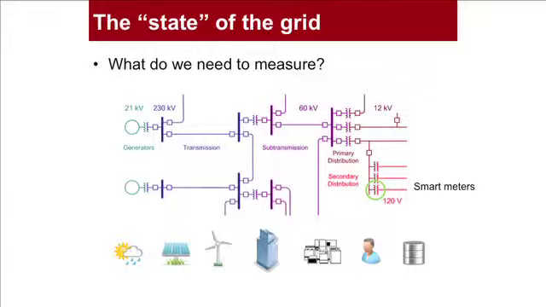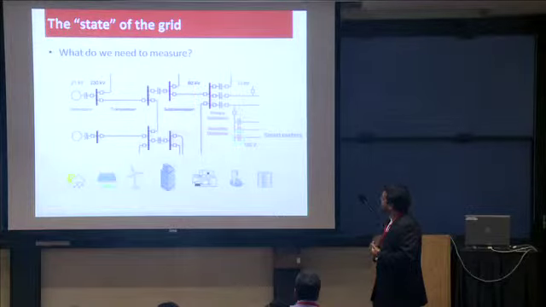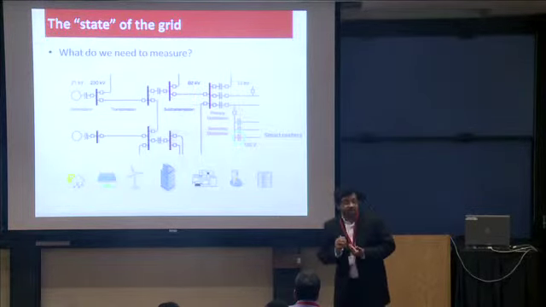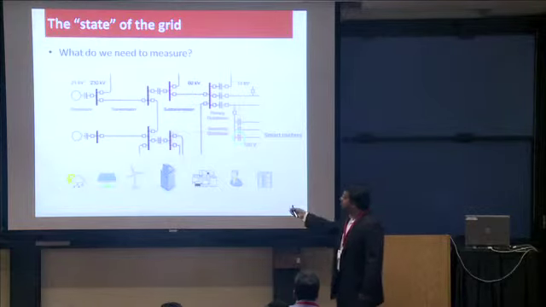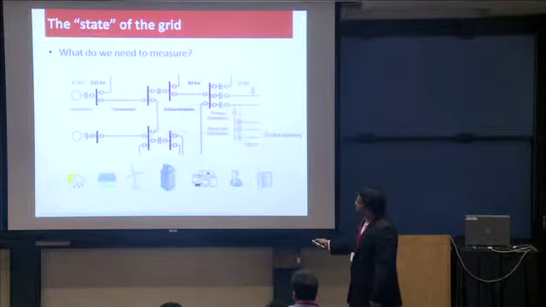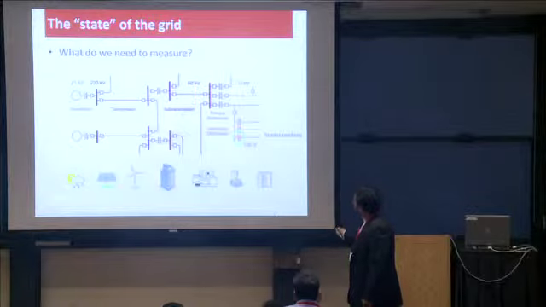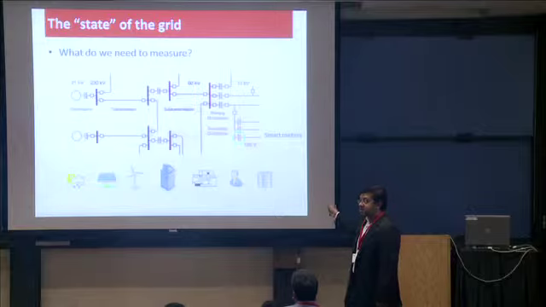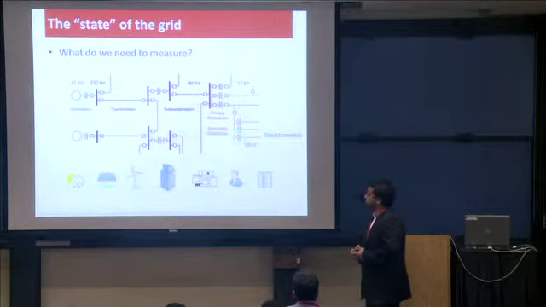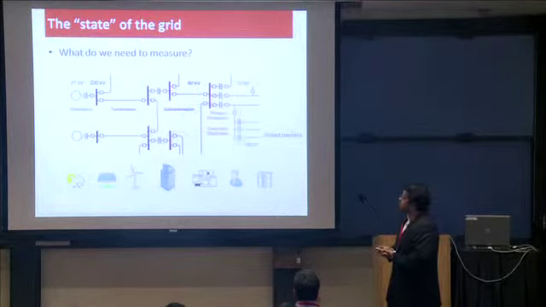So essentially, if you wanted to summarize in a very high level what the grid is in terms of a state, it is the state of all its generators, of all of its consumers, and all the voltages and currents across the grid. So these are all the things you need to know. Well, but there are additional things, right?